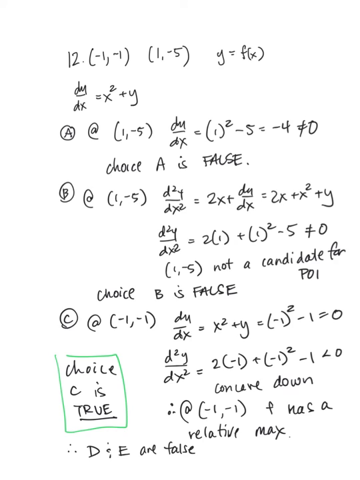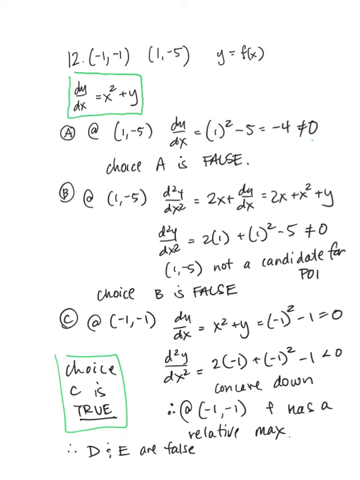All right, this one's a tad bit tricky. We're given 2 points that are on my function, and then we're also given our differential equation, dy/dx equals x squared plus y. So I'm just going to go through these choices. Choice A says at the point (1, -5), what's going on? So I'm going to plug (1, -5) into my differential equation. Remember, that's the first derivative. I don't get 0, and since I don't get 0, the point (1, -5) cannot be considered for a relative extrema, and choice A is false.